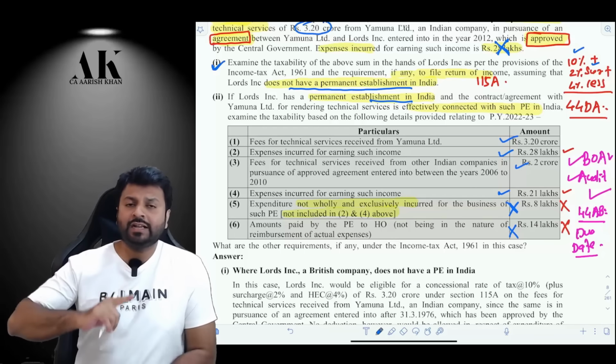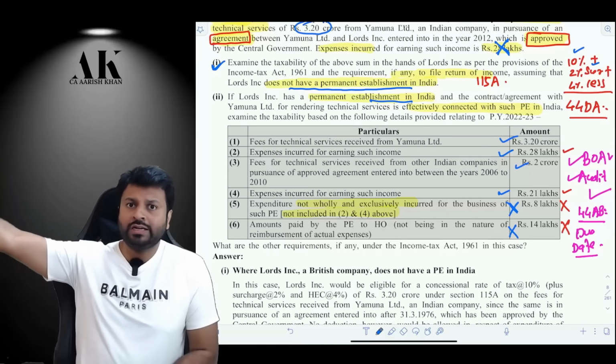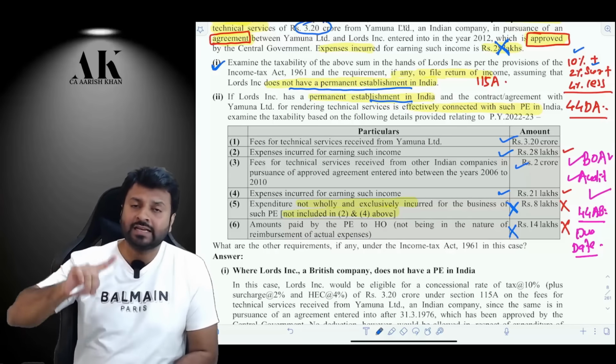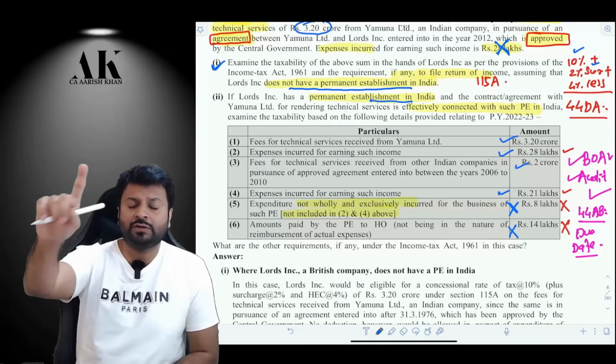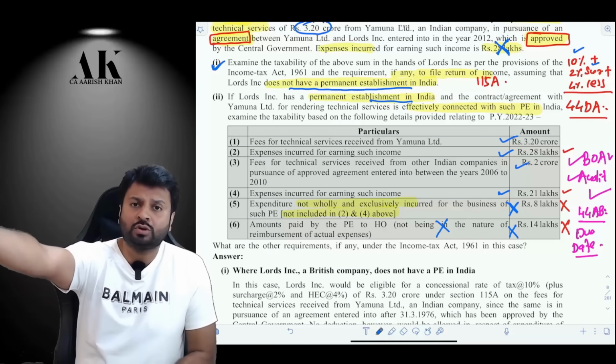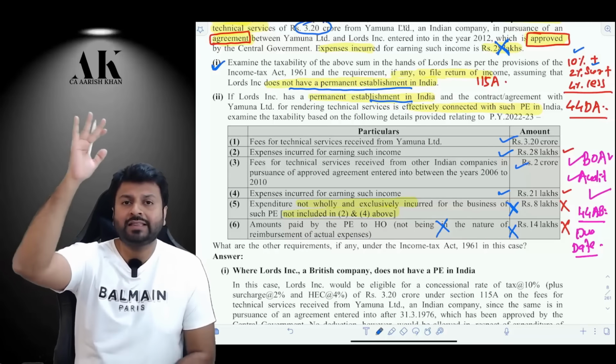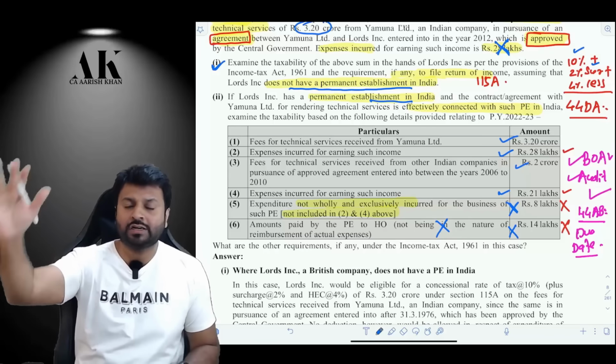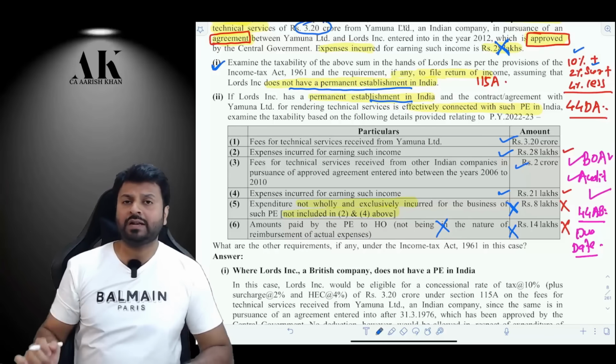If the SSC, the Indian branch, is making payment to its HO or to any other branch, then it is not allowed as deduction. Yes, if it would have been a reimbursement of expense, then it would have been allowed. But this is not a reimbursement of expense. This is the direct expense paid to what? HO. This is considered to be a payment to self, and therefore this is not allowed as deduction. If this would have been a reimbursement, then this would have been allowed under 44DA.